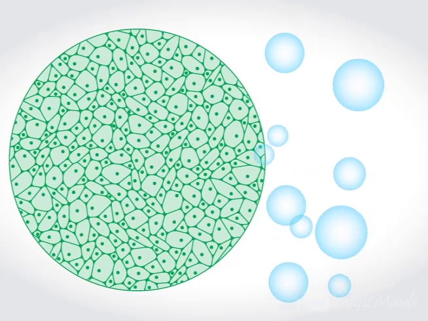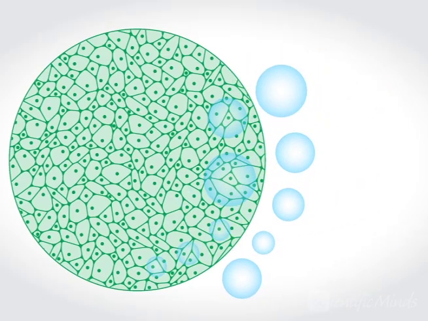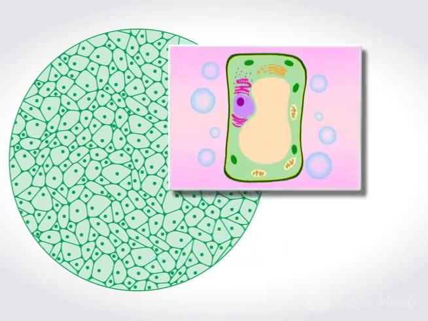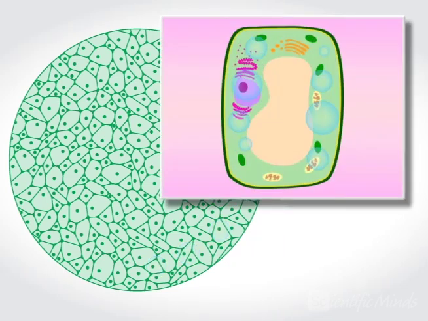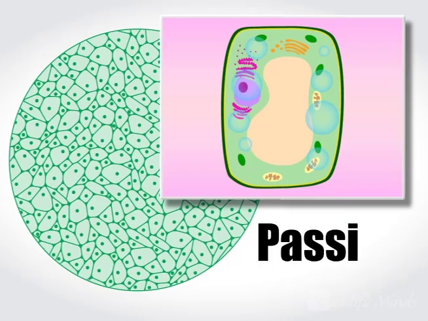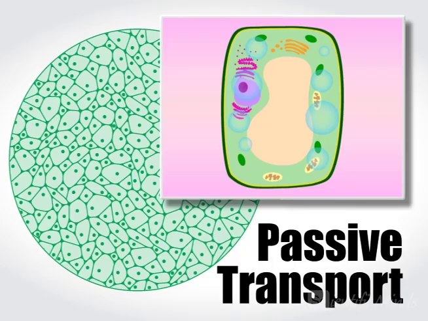The movement of water across a cell membrane does not require energy from the cell in order to occur. When substances pass across the membrane without requiring cellular energy, it's called passive transport, so osmosis is a form of passive transport.